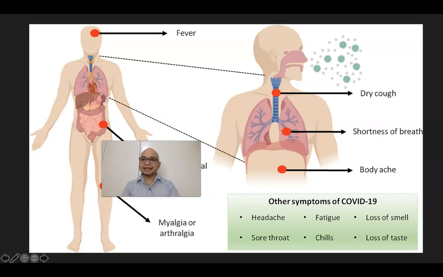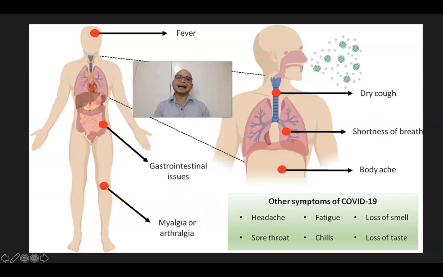So as you can see, this illustration will tell us what the possible signs are. You have fever, and then gastrointestinal issues because some patients are reporting diarrhea, and then myalgia or arthralgia. Myalgia refers to muscle pain, and arthralgia is pain in the joints. Dry cough. When you say dry cough, the coughing is non-productive. And then shortness of breath, and body ache. Body ache is due to many factors because, for example, inflammatory cytokines are being released.